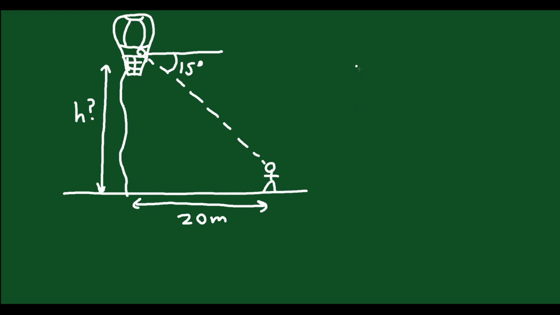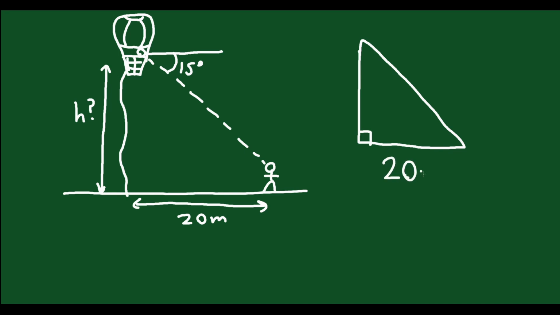Well, again, we've essentially just made a triangle, right? Just like this, where this is 20 meters. And then that 15 degrees, because of this Z pattern, you can say this down here is also 15 degrees. So this little angle here will be 15 degrees. And the question is, what is the height? So I'm looking for the opposite. I have the adjacent, that tells me I should use tan.